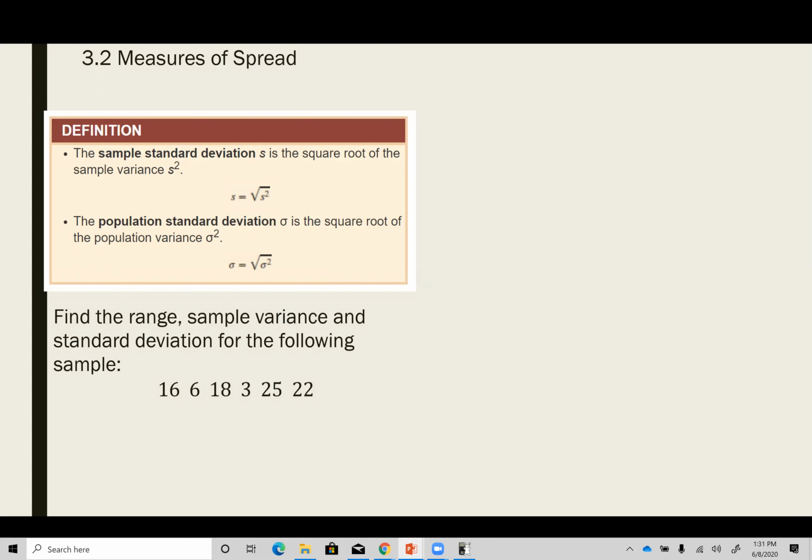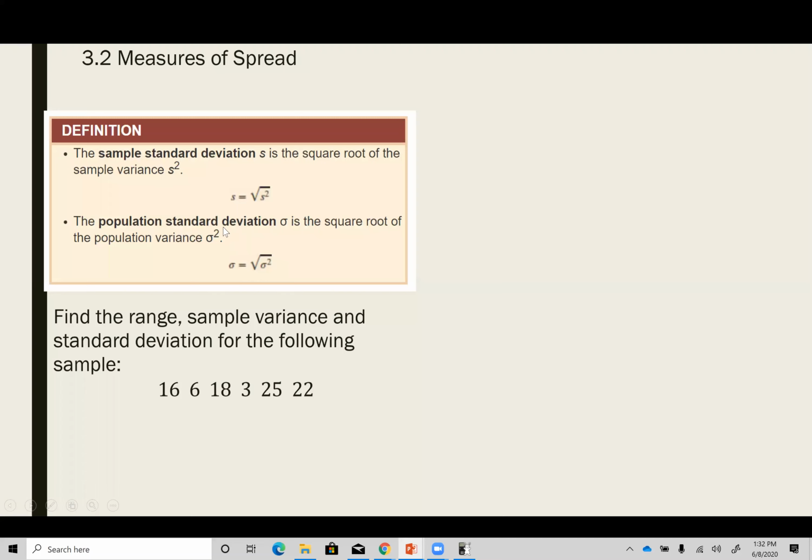Okay, and again, to find the standard deviation, all you need to do is take the square root of your variance. Your sample variance is S square. We take the square root of your variance, and you get your S, which is your sample standard deviation. Your population variance is sigma square. We take the square root of sigma square, and we get sigma, which is your population standard deviation.